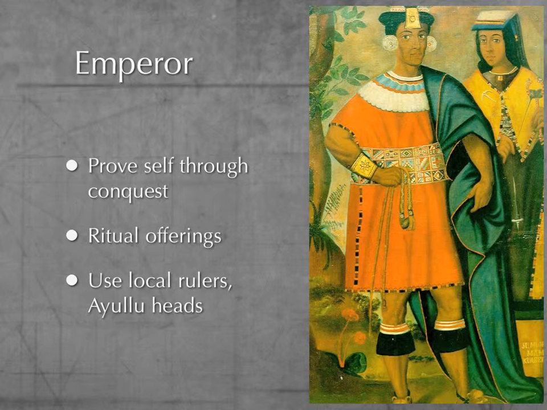They used local rulers, the heads of the ayllus, to control and rule over local people. But one thing they actually did was they broke the traditional ayllus. So they took them apart and replaced them with ayllus that they created themselves. So they're working with the ayllus, they're trying to use them, but at the same time, they pretty much gutted them to make them more obedient to the emperor rather than their traditional connections.